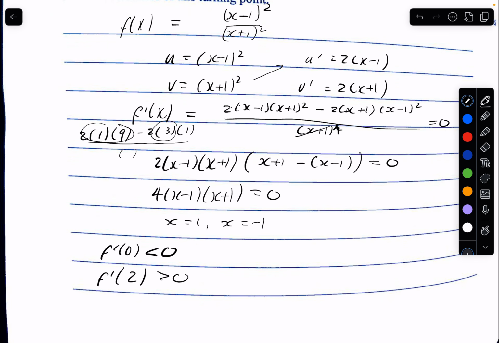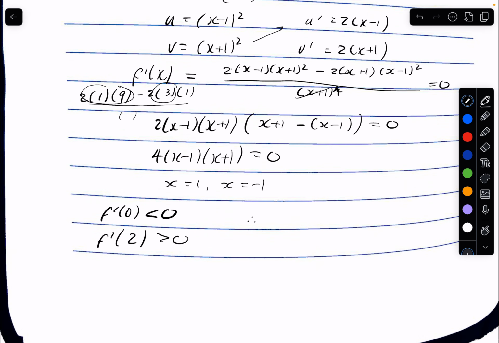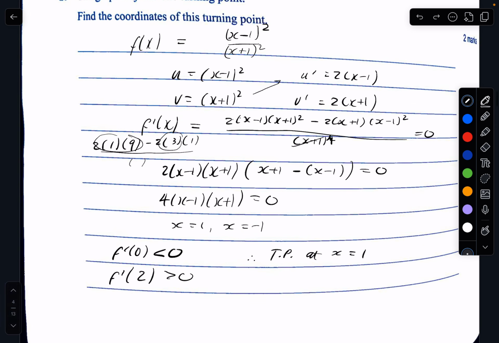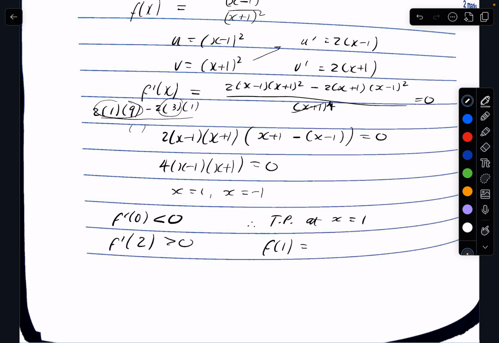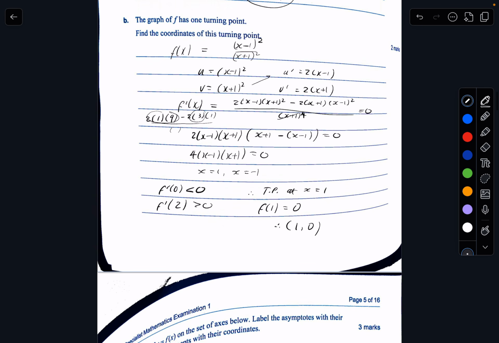Let me just double check. Yeah, 3 squared, and then 2 times 3 times 1. Yeah, that's right. Okay, so that's positive. Therefore, turning point at x is equal to 1. We don't need to check that since they told us that it's only 1, and if we got it, then that's the 1. And so f of 1 is 0. So therefore, 1, 0. All right.